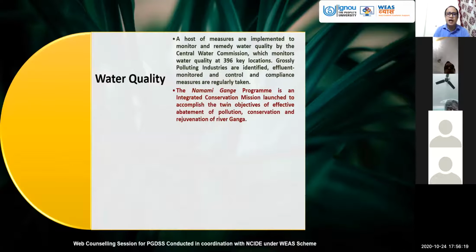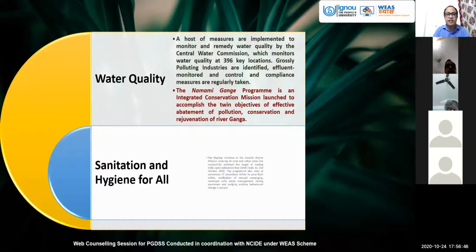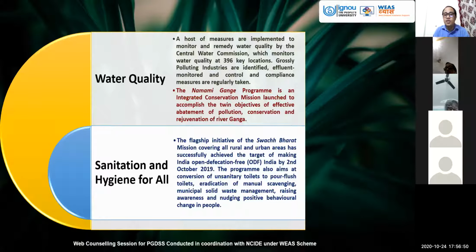For water quality, a host of measures are implemented. The Central Water Commission and Central Pollution Control Board are regularly monitoring the quality of surface water and groundwater. Also, we have the Namami Gange program for clean and pollution-free rivers in India. And from the perspective of sanitation, health and hygiene, we have the Swachh Bharat Mission, which aims to reduce open defecation and achieve an open defecation free India. More than 95% of our country is covered under ODF.